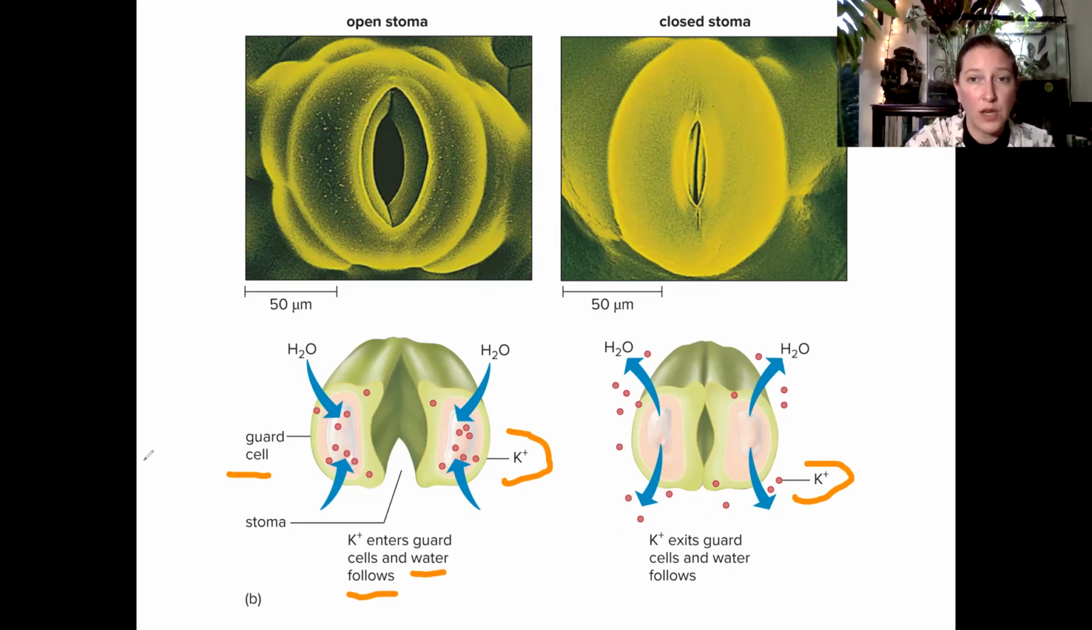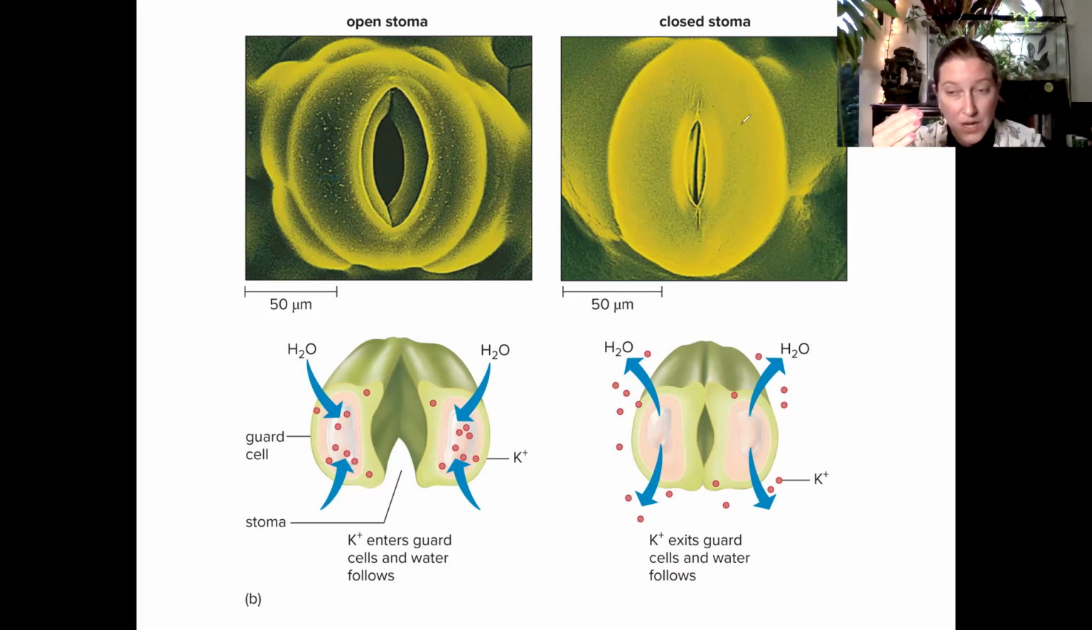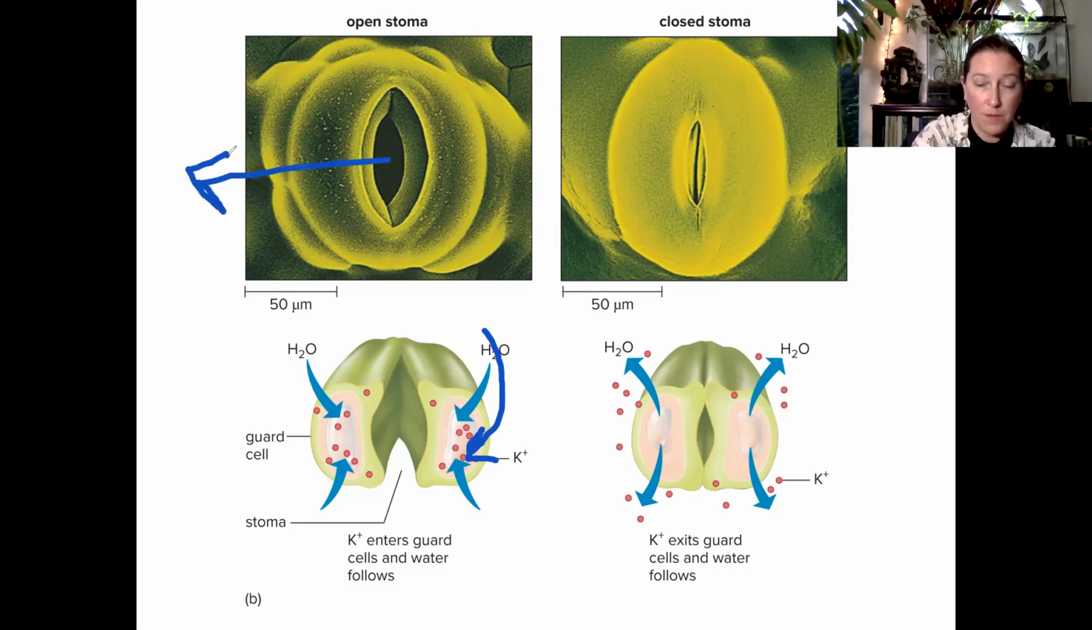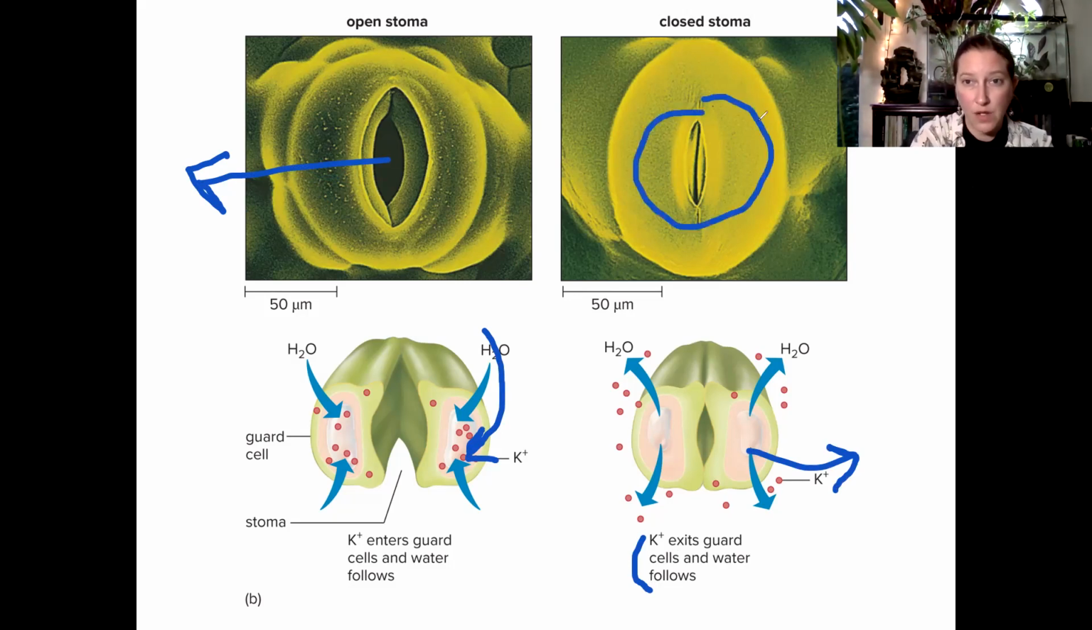So there's a couple things happening here in terms of water. I don't want you to get confused. One thing that's happening is that if a stoma is open, right, water vapor is leaving. And if a stoma is closed, as shown here on the right, water vapor is not leaving. The other thing that's happening here is the regulation of opening and closing that stoma. If water goes into the guard cells, the stoma will be open and water vapor can leave. If water leaves the guard cells, they will fall closed and water won't be able to leave anymore.